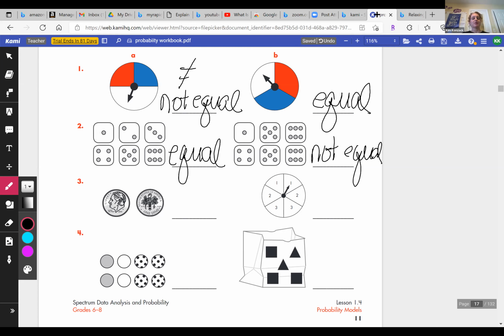What about if we flip a coin? You have a head or a tail. Are they equally likely of occurring? Equal. Very good. Okay, what about the spinner? So we have 2 1s, we have 2 2s, we have 2 3s. As long as we have the same, the probability will be the same. In other words, the probability of 1 will be 2 out of 6. The probability of 2 will be 2 out of 6. The probability of 3 will be 2 out of 6. So therefore, equal.